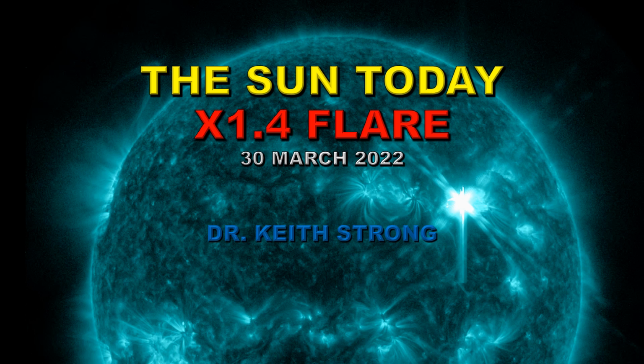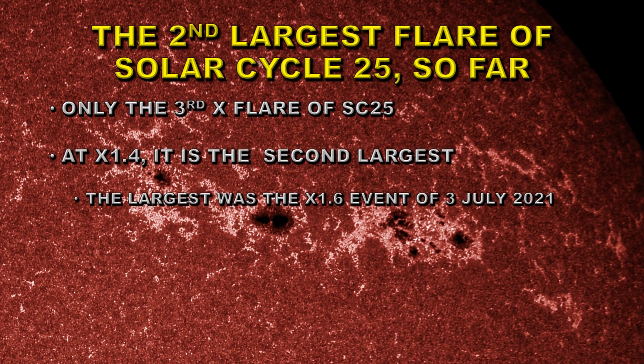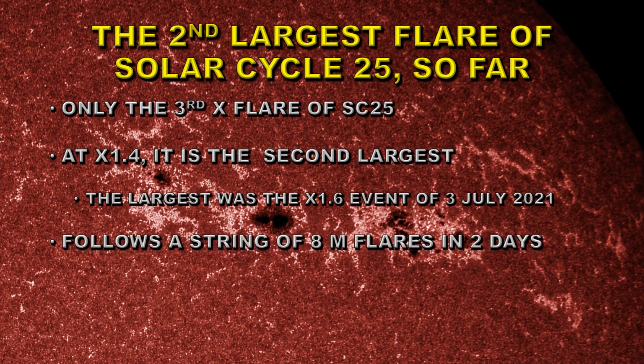The exciting news we've had today is that we've had an X1.4 flare. This is only the third X flare so far in solar cycle 25, but that's still way ahead of the pace that solar cycle 24 was setting at the equivalent stage. At X1.4, it's the second largest flare. The largest flare was an X1.6 event on the 3rd of July 2021. This flare follows a string of 8 M flares in just 2 days, all from the same region, region 2975.